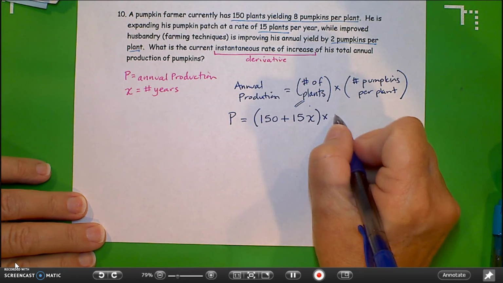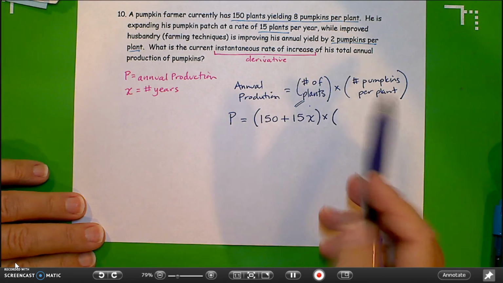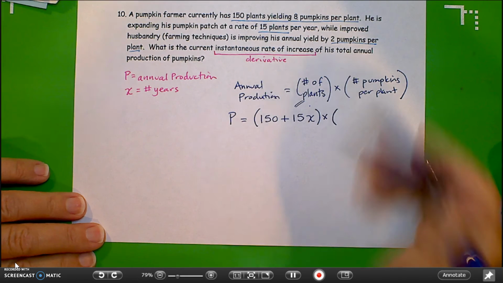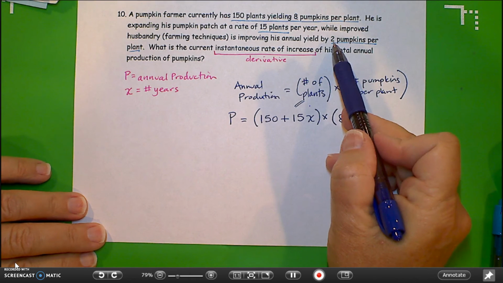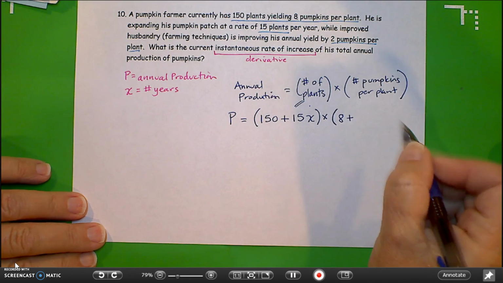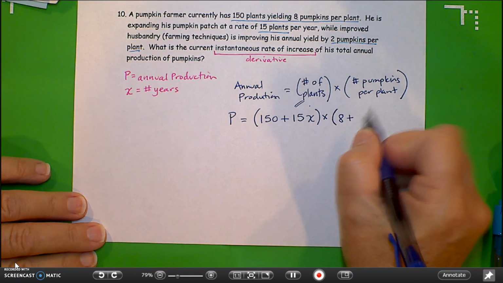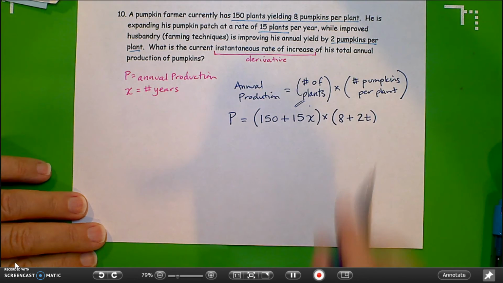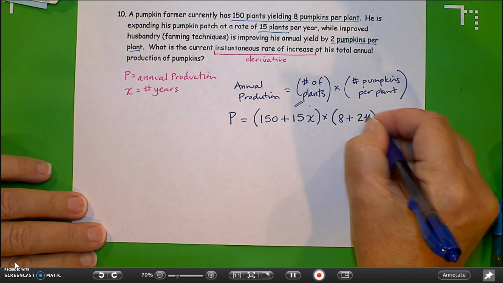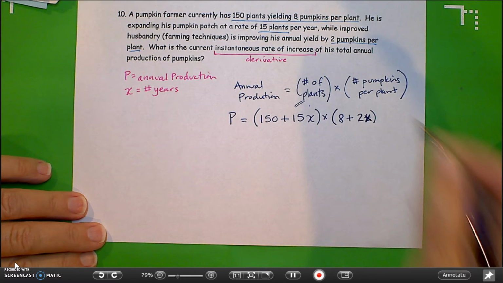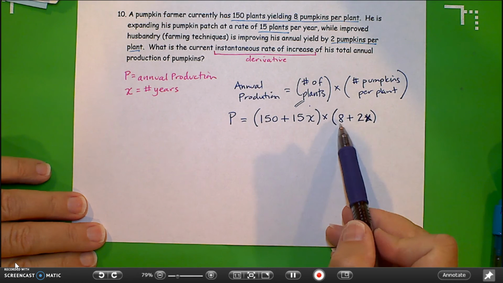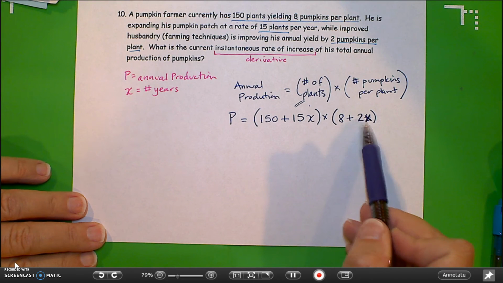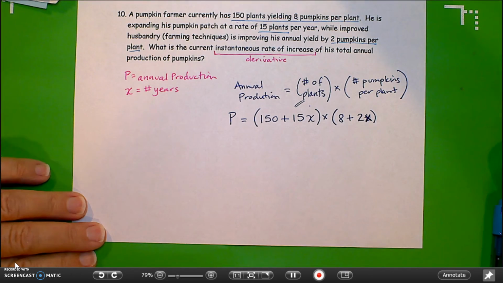Times the number of pumpkins per plant. So we start out the process yielding 8 pumpkins per plant, but then we're going to improve every year, and we're going to add on 2 pumpkins per plant per year. So that's going to add on 2 times x. Sorry about that, I don't have any whiteout. So 2x. So in the first year we have 8 pumpkins per plant. After 1 year it's 10 pumpkins per plant. At 2 years it's 12 pumpkins per plant, and so forth.